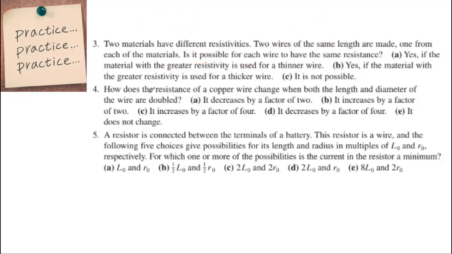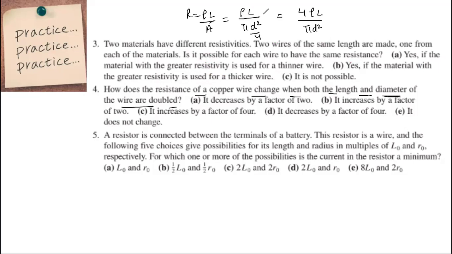Moving on, how does the resistance of a copper wire change when both length and diameter of the wire are doubled? So for this, we have to write the formula and do a little bit of calculations. And because here it is talking about the diameter, not area, let me write the formula in the form of diameter. So area would be pi d square upon 4, right? So this 4 will go up. So R is 4 rho L upon pi d square. This is what I have in terms of diameter.